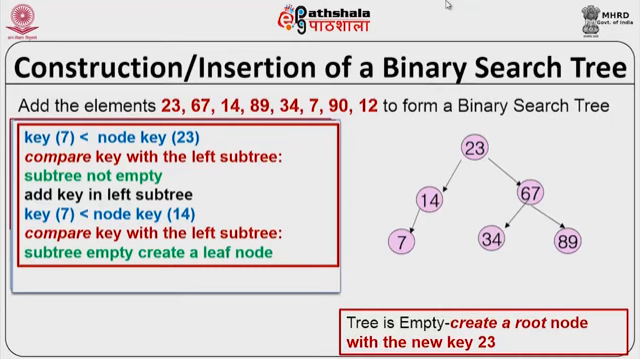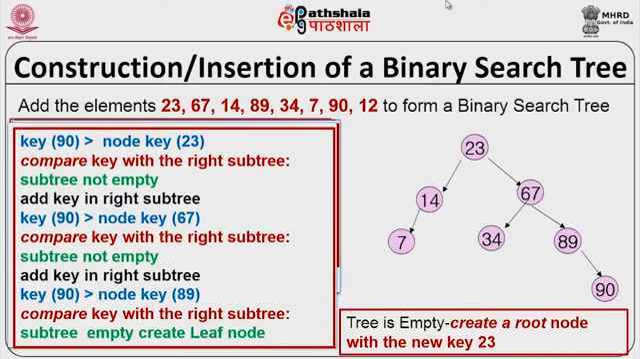So, that is up to 7. Next you have 90. You start with 23 again, and you find that 90 is greater than 23. So, you go to the right subtree, which is not empty, and has 67 as the root. So, you compare 90 with 67, and you find that 90 is greater than 67.